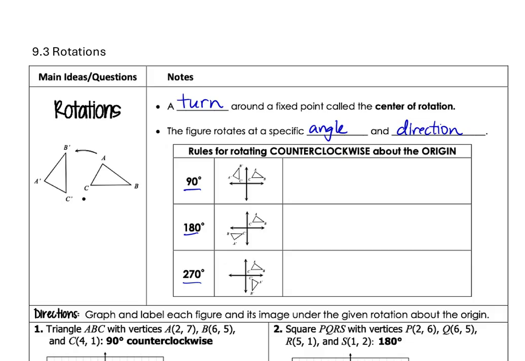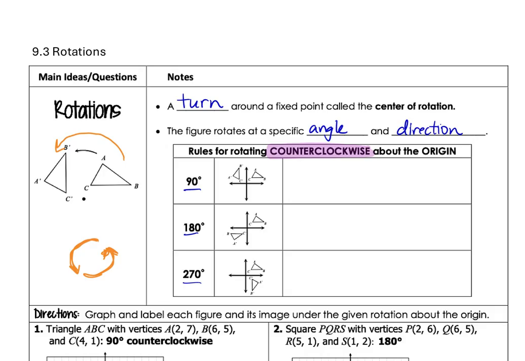But also notice, and I just said this to you earlier, it's always going to rotate counterclockwise. So remember, counterclockwise is going this way when you rotate. Never clockwise, okay? Unless they specify, go clockwise. But if they don't specify, they're assuming counterclockwise, okay?